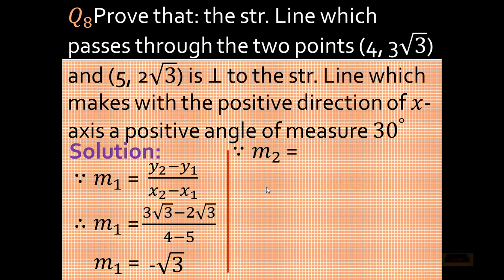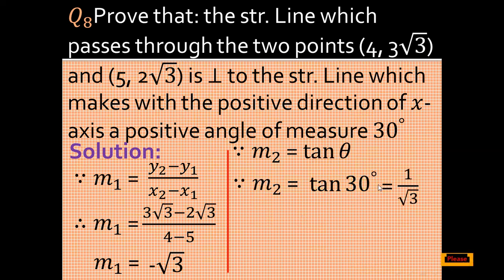Find m2, the slope of the second straight line, which equals tan theta. m2 equals tan 30. Tan 30 equals 1 over root 3. I want to prove that the two straight lines are perpendicular. If m1 times m2 equals negative 1, it means L1 is perpendicular to L2. Multiply m1 by m2, since m1 times m2 equals negative 1, or we can write m1 equals negative 1 divided by m2. Then L1 is perpendicular to L2.